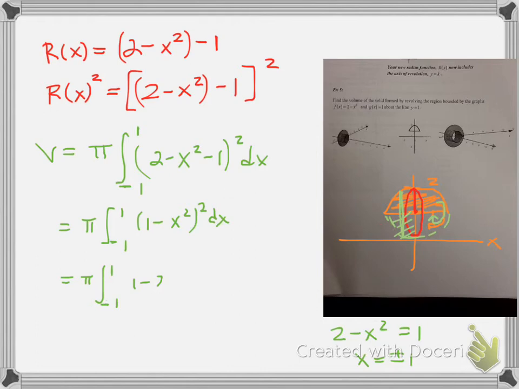And what does that give me? 1 minus 2x squared plus x to the 4th. So we're going to go ahead and integrate that. I'll let you go ahead and do the math, but I will tell you, spoiler alert, you should wind up with 16 pi over 15.